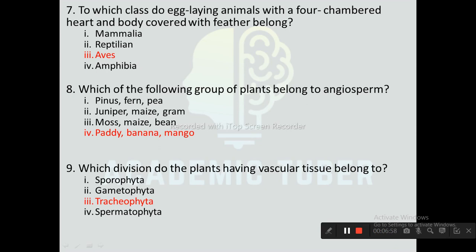The other options, that is sporophyta, gametophyta and spermatophyta, refer to different stages or characteristics and are not used as the primary division for the vascular plants.